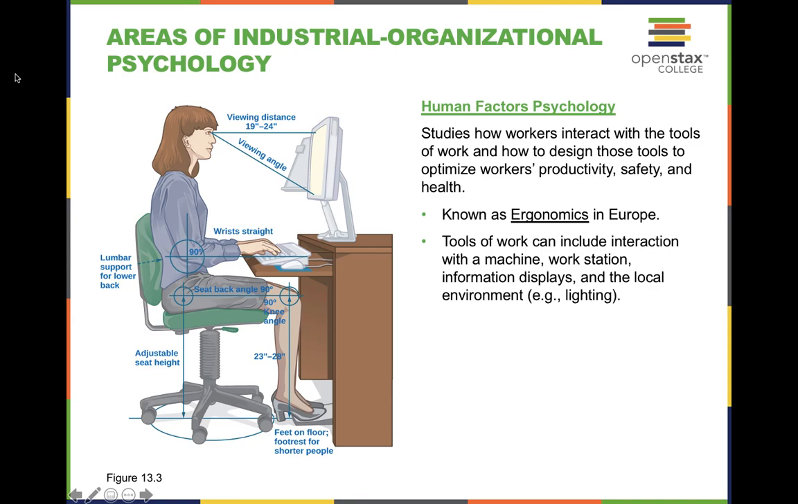Okay, when it comes to the areas of industrial organizational psychology, let's overview a category known as human factor psychology. This studies how workers interact with the tools of work and how to design those tools to optimize workers' productivity, safety, and health. This is known as ergonomics in Europe. Tools of work can include interaction with a machine, workstation, information displays, and the local environment, for example, lighting.